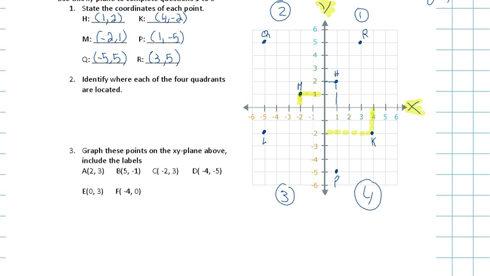Okay. So 2 is on the X. So you have to find the 2 on the X, and then you have to find the 3 on the Y. And then where do they meet? That's where A is. So 2 on the X, 3 on the Y. Where they meet, that is your A. Okay? I'm going to use a different color for this.